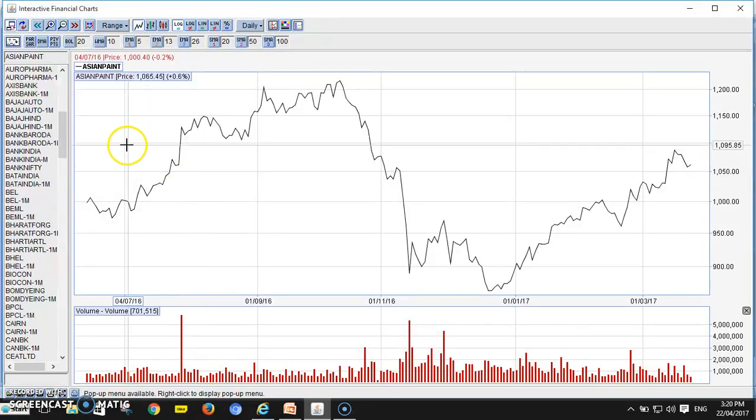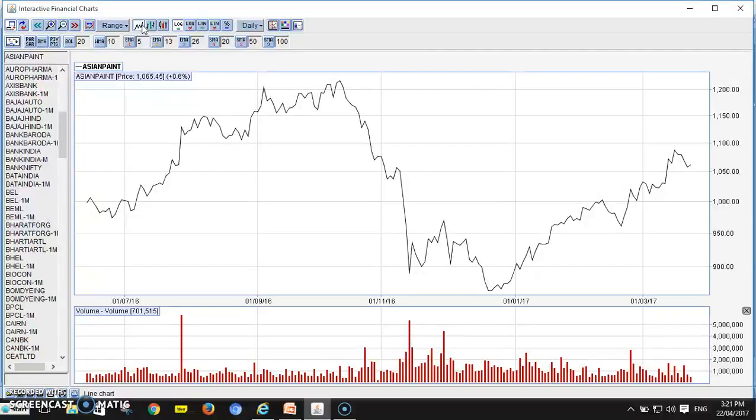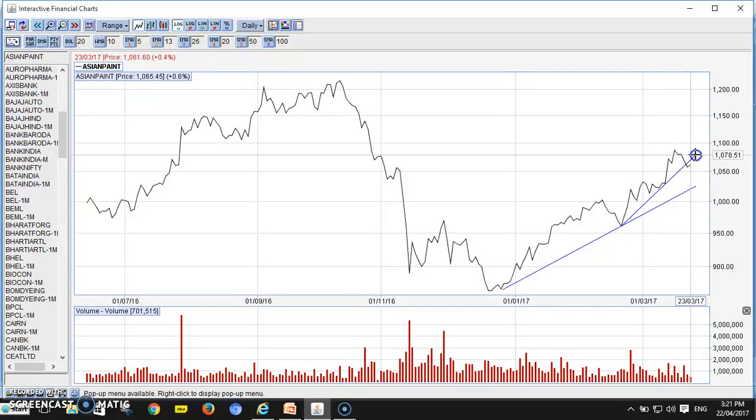You can see a line chart of Asian Paints presently. At the top, there are buttons to change the chart from line chart to bar chart, or bar chart to candlestick chart, or again back to the line chart. Now I am drawing a rising trend line by joining the bottoms. So like this, you can join this bottom and draw the rising trend line. Again, you can draw a second trend line by joining these bottoms.